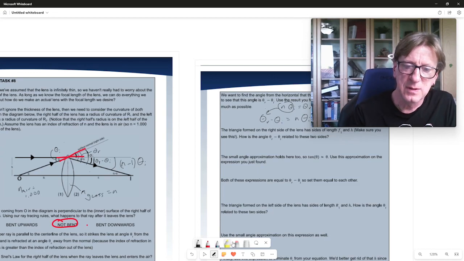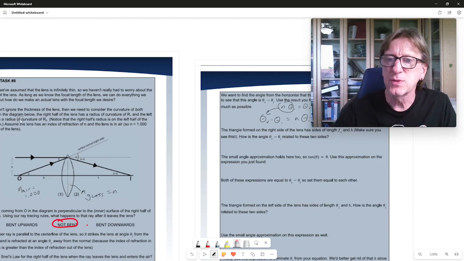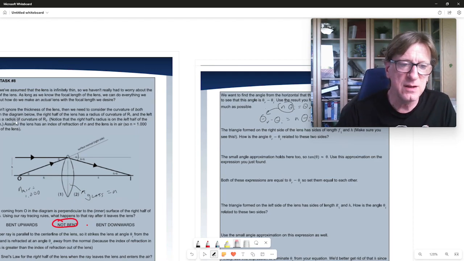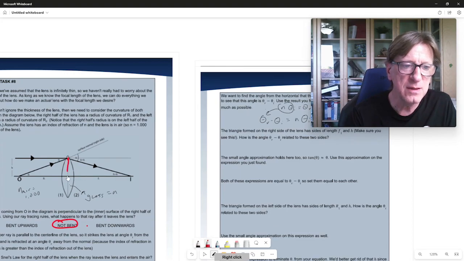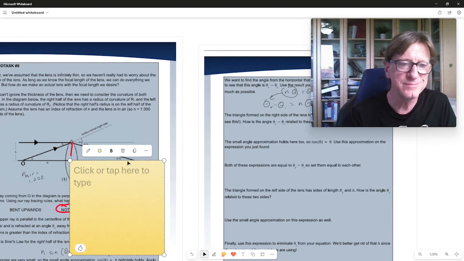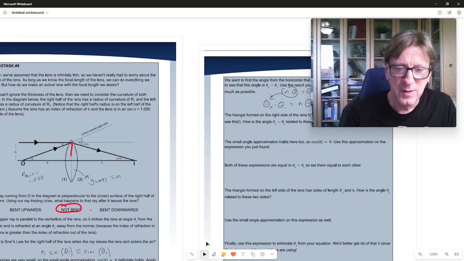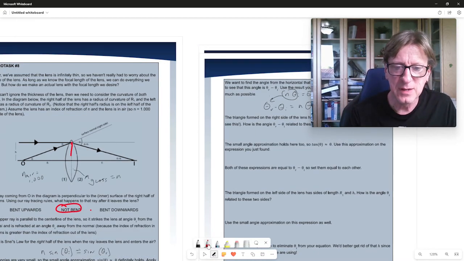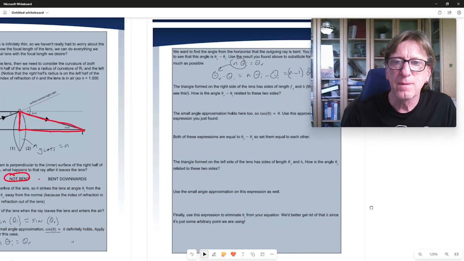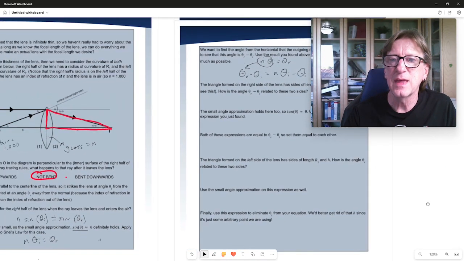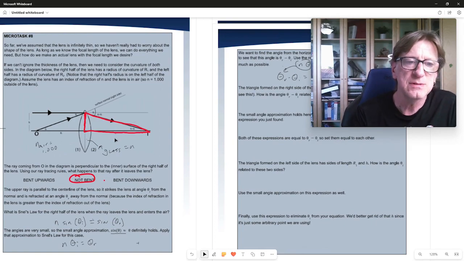Okay, let me erase some of this so we can talk about some of the other triangles that are here. The triangle formed on the right side of the lens, and by that we mean this triangle right here, has sides of length F1 and H.